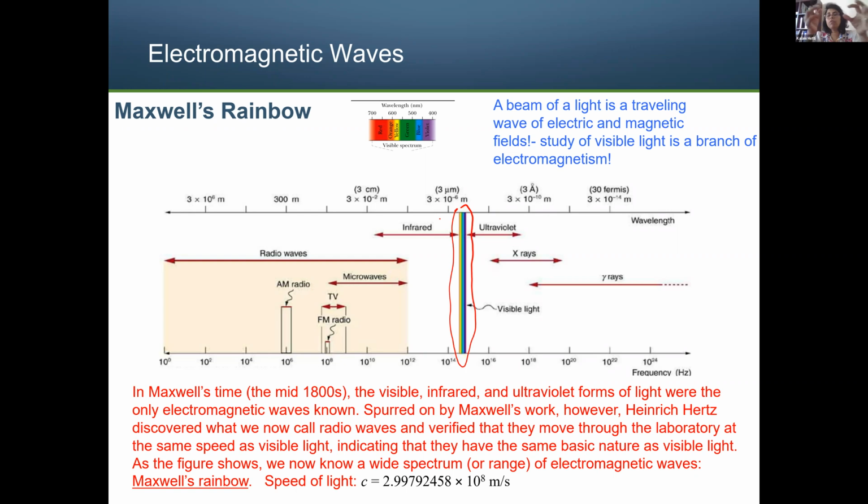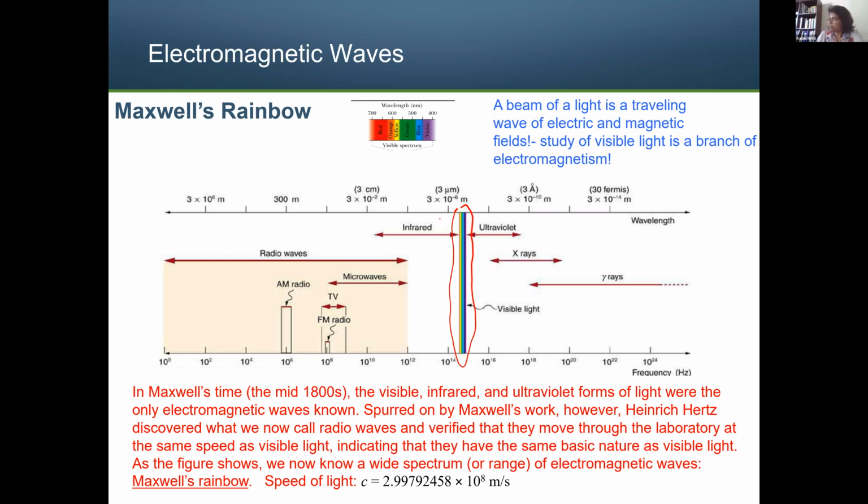All these waves are traveling with the same velocity, which is the speed of light. The speed of light is the electromagnetic wave speed; any of these waves travel at the speed of light, right? That is the value that we know here.